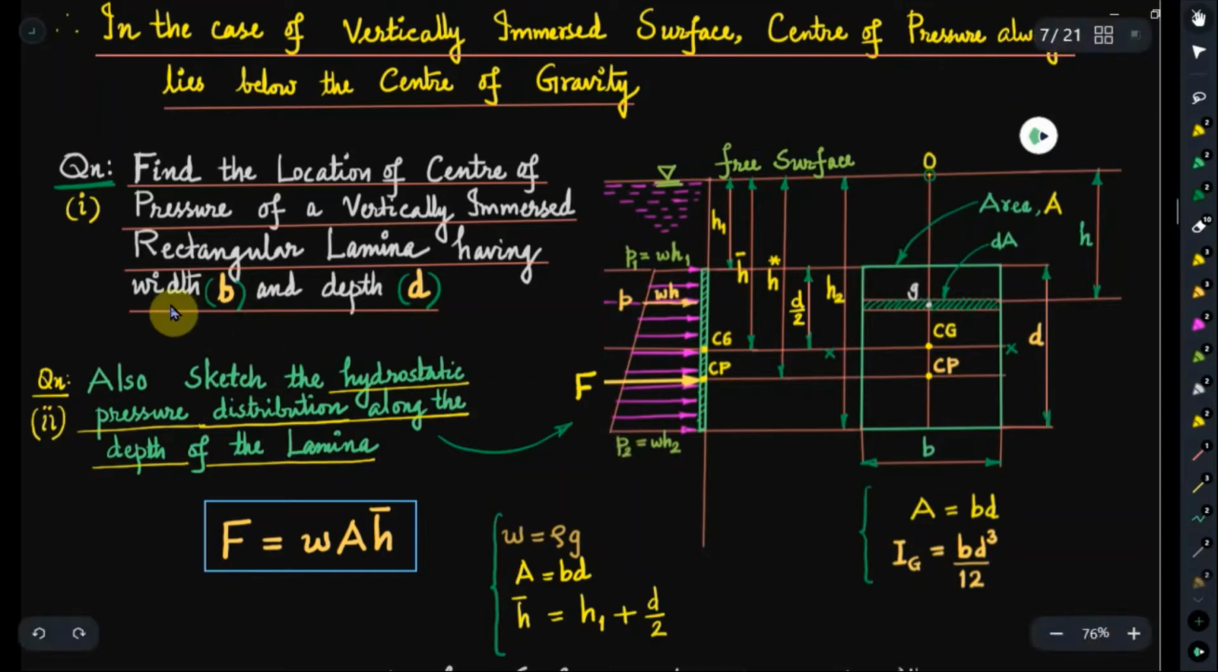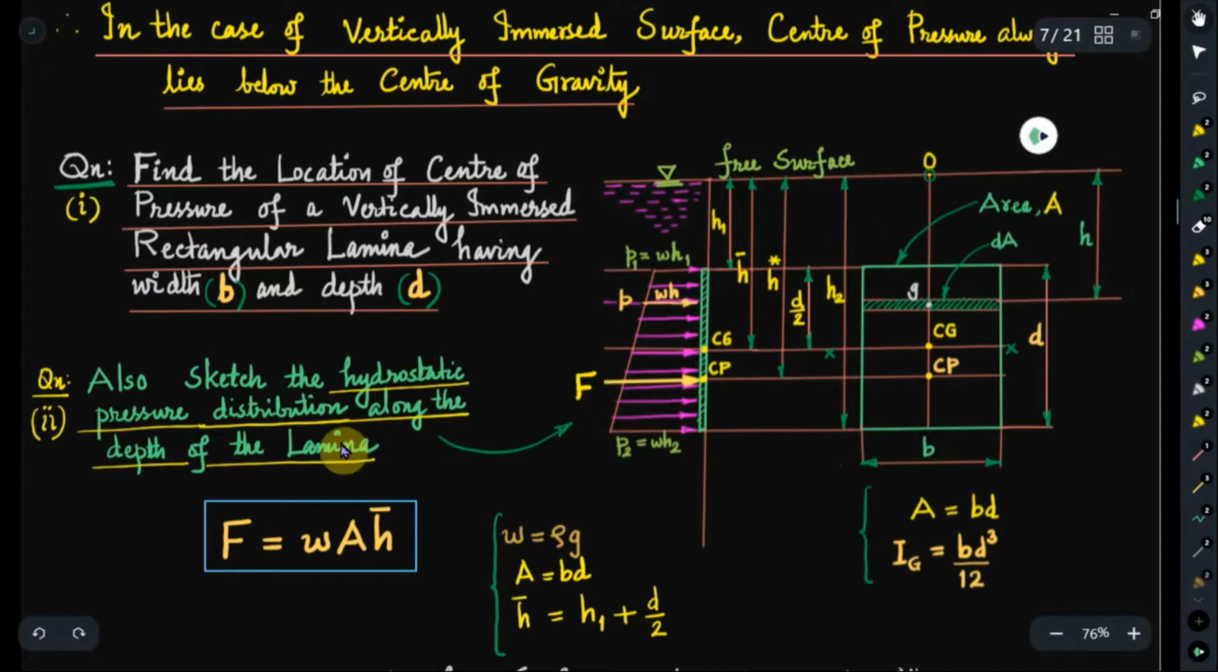Now we will find out a very simple expression for the depth of center of pressure of a rectangular lamina in terms of its dimensions. We are already familiar with this diagram. I need not explain it again.